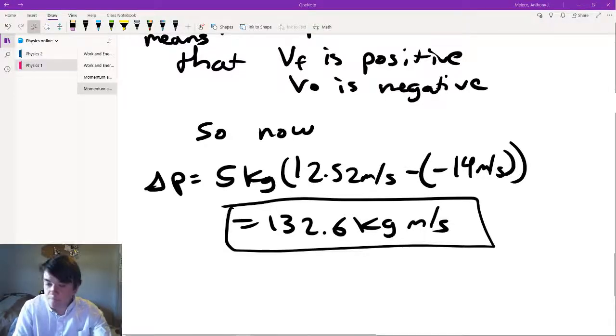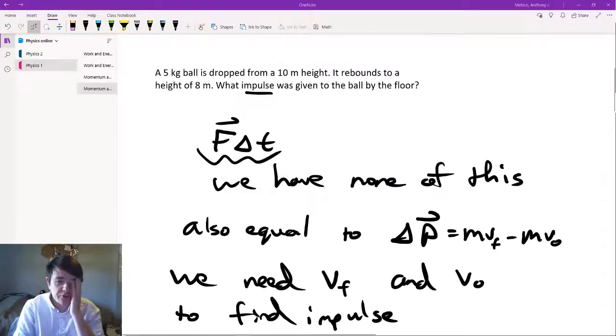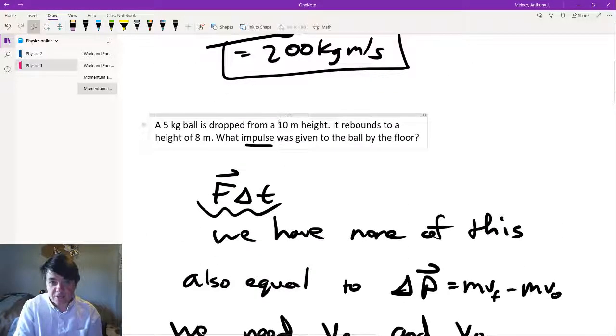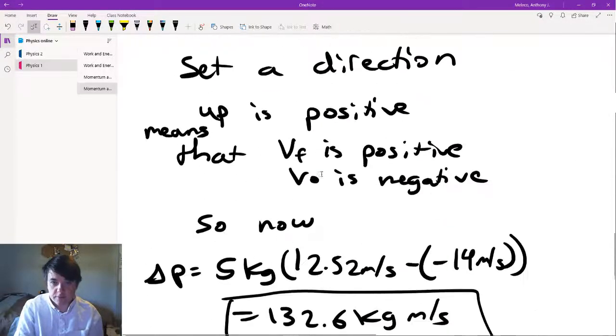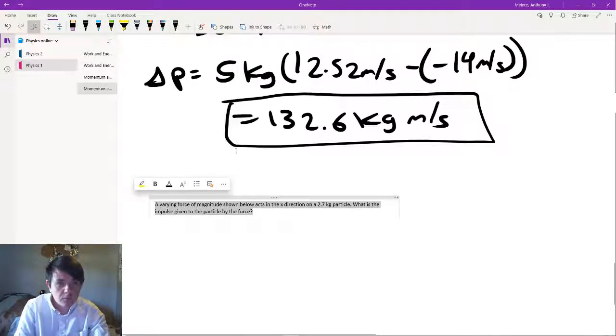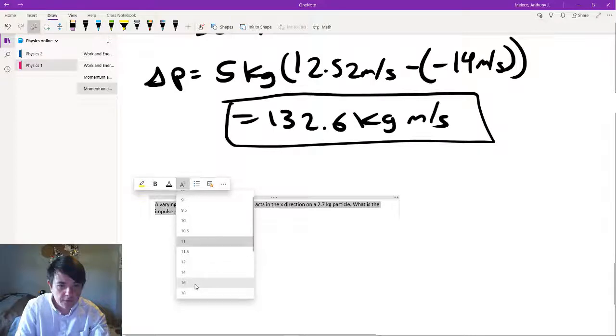So that's that problem. The main trick here is when you're doing impulse, you either need to be given force or time, or you need to be given the change in momentum somehow, which is kind of tricky in this problem because we didn't know the velocities. But you could use energy because you had potential energy here and here to get those velocities. So kind of tricky, not too bad. Certainly more challenging than the first one.